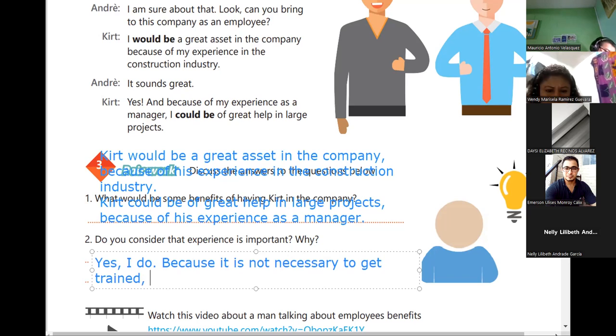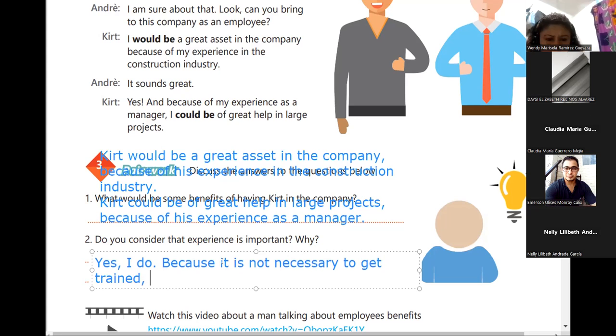What else? Why do you think that experience is important? A ver, ¿alguien más me quiere dar alguna opinión? Ahí veo que hay alguien en el waiting room too. Do you consider that experience is important, Wendy?